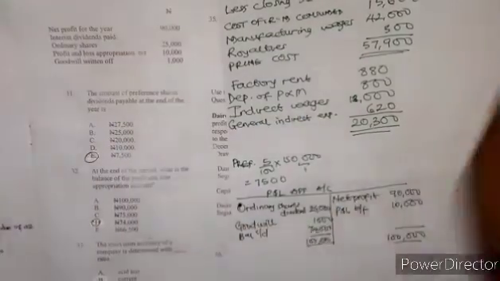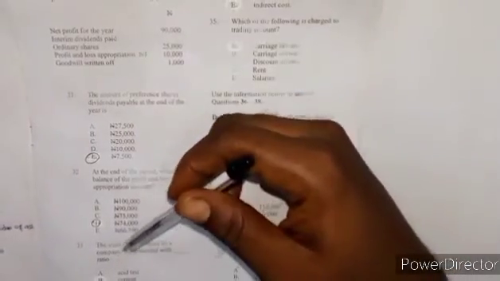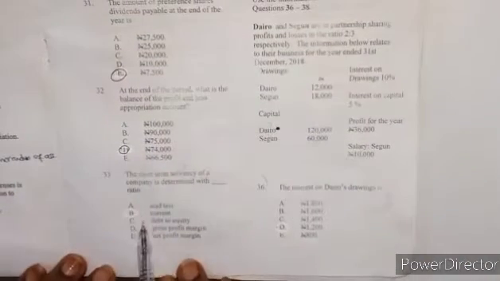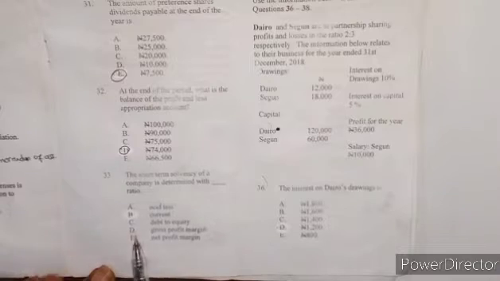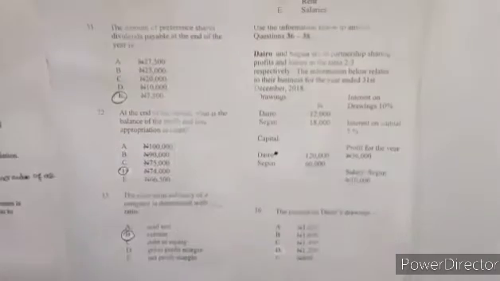The next one, the short-term solvency of a company is determined with dash ratio. A, asset test. B, current. C, debt to equity. D, gross profit margin. E, net profit margin. So it is current.